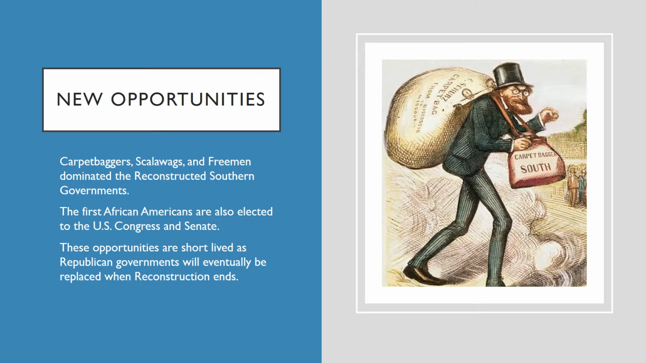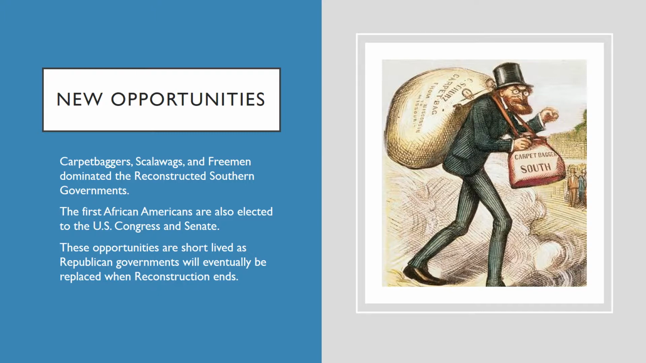Let's talk about new opportunities that African Americans are going to get as a result of Reconstruction. Now, obviously, the military being in the South is going to provide protection for the new freedoms that African Americans gain. And for African Americans, because they do have the right to vote, and now most white Southerners do not, that means that the new governments in the South, these state governments, are going to be run by African Americans. They're going to be run by freedmen. Now, they're also going to be run by groups of carpetbaggers and scalawags as well.